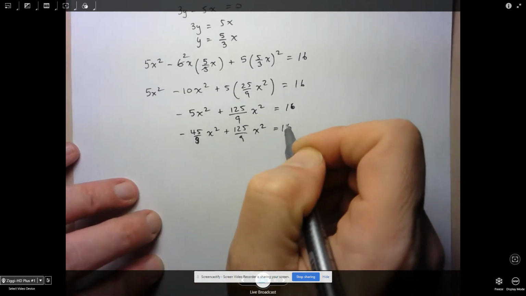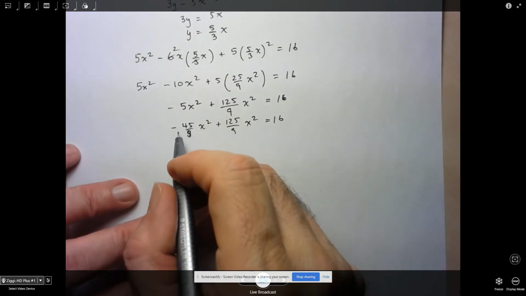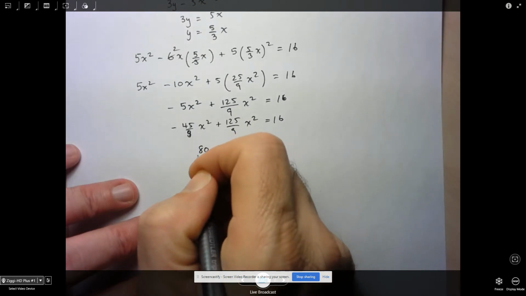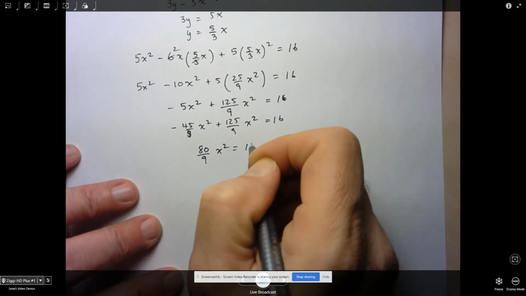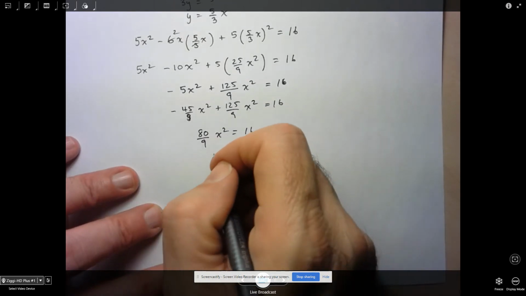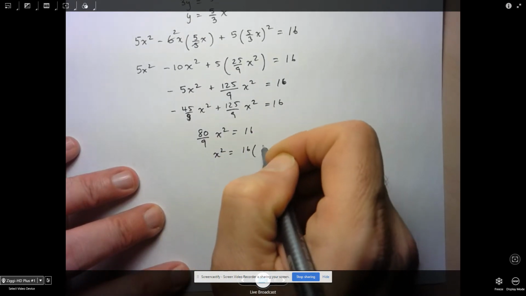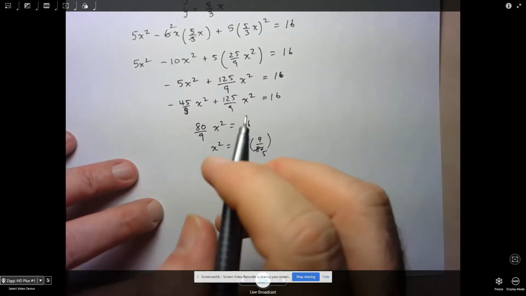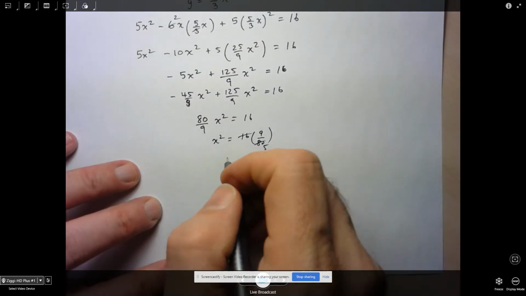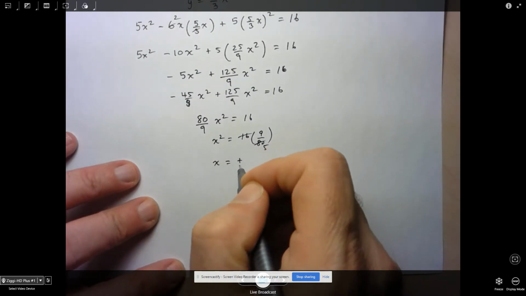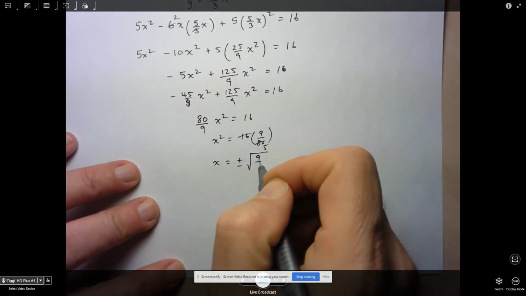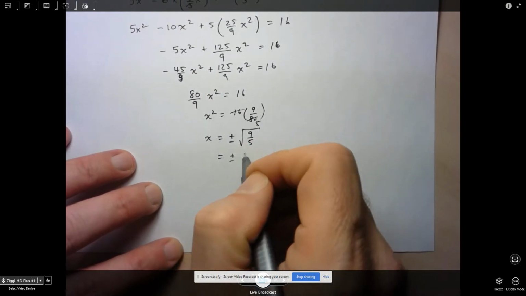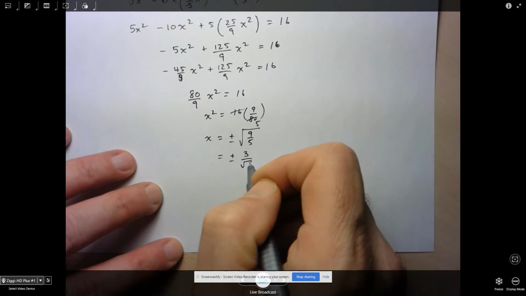So here, this is just a bunch of arithmetic. So negative 45 plus 125 is going to be 80 over 9x squared equals 16. And so x squared is equal to 16 times 9 over 80. This cancels, it's just equal to 5 there. So I have x squared equals 9 over 5, so x is going to be equal to plus or minus the square root of 9 over 5. And we can actually simplify that a little here. Plus or minus square root of 9 is 3, so 3 over root 5.